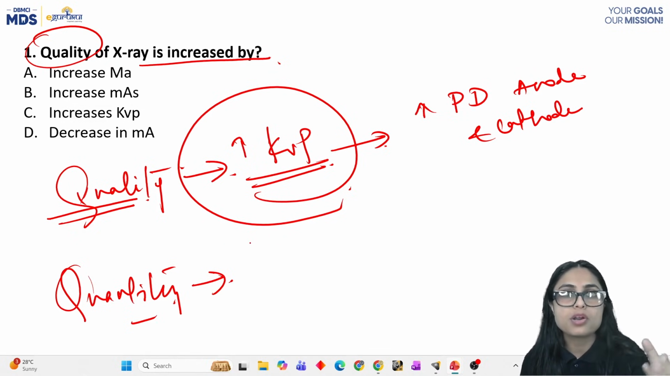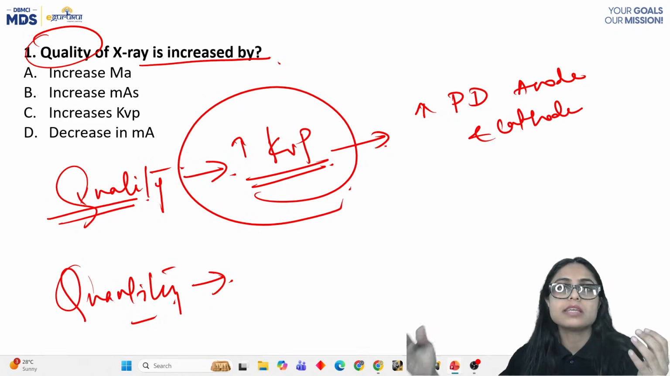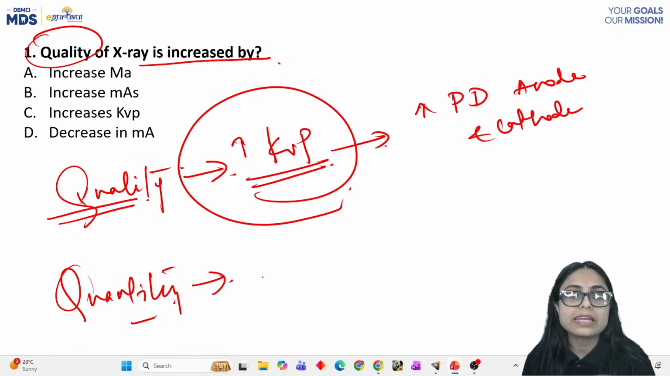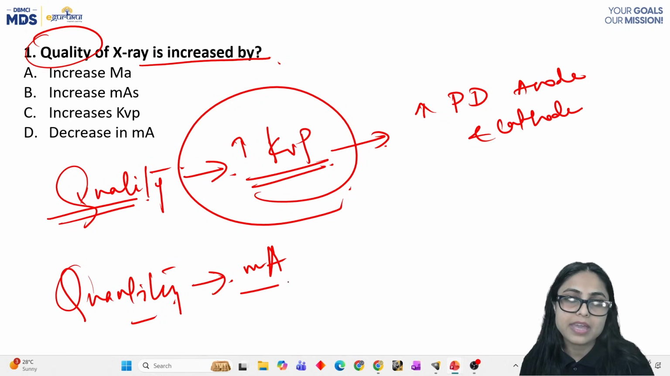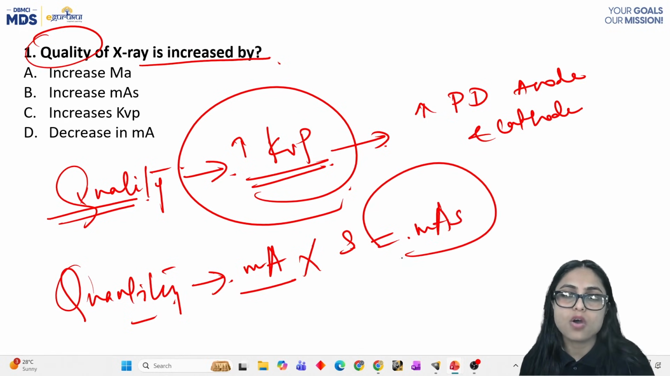Next is quantity we have learned. Quantity meaning the number of electrons or number of electron cloud that is formed. More number of electron cloud that is formed at the cathode, more the number of X-ray photons that will be created. So quantity depends on the MA. MA is milliamperes, that is current, and the exposure time, which is seconds. So when you have it in the option MAS, go for MAS.